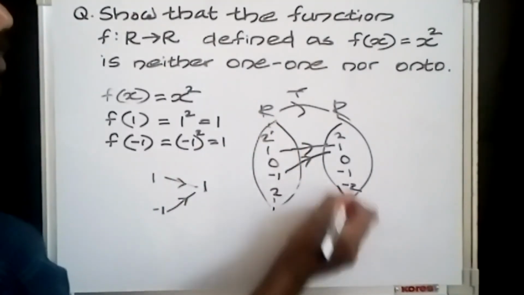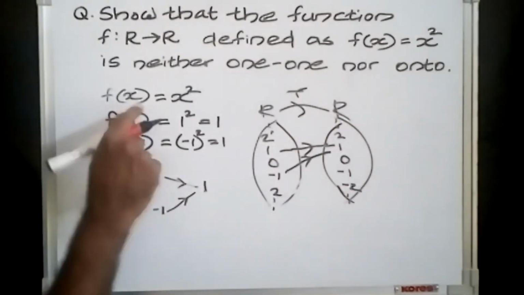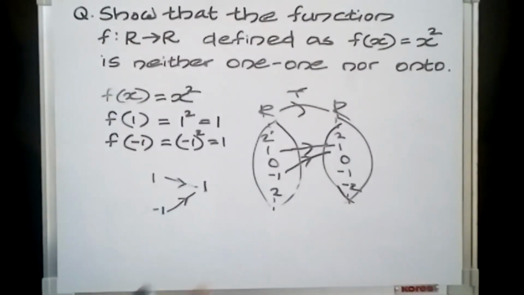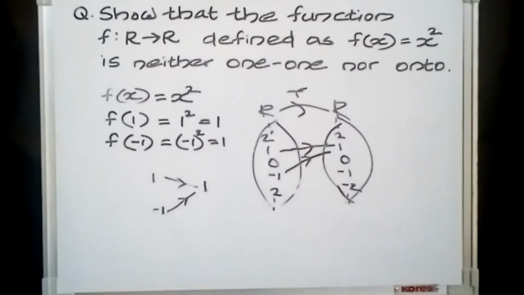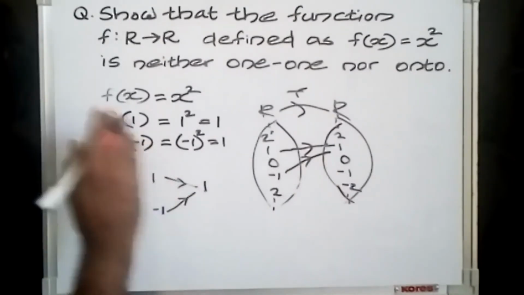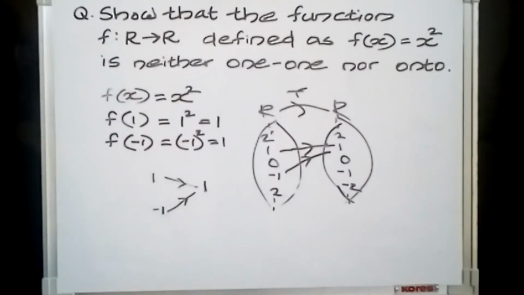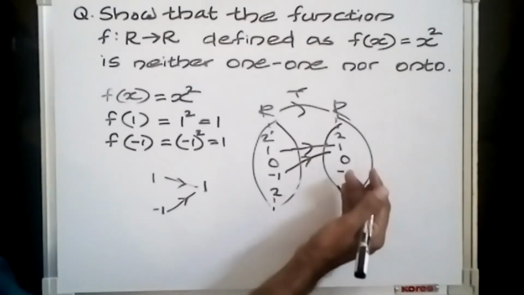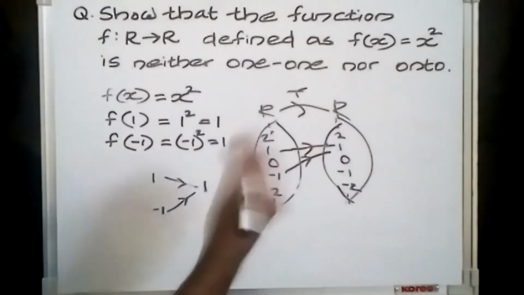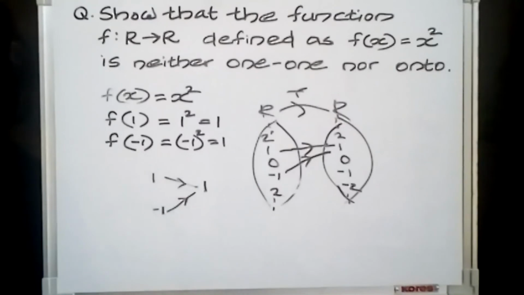To prove that the function is not onto, we know that the function is defined as f of x equal to x square. That is, real numbers are squared. Here, if we take the square of any number, we will get only 0 or positive numbers. We will not get negative numbers. That means negative numbers like minus 1, minus 2, minus 3.5, etc. have no pre-images in the first set. Therefore, clearly the function is not onto. Thus, the function is neither one-one nor onto.